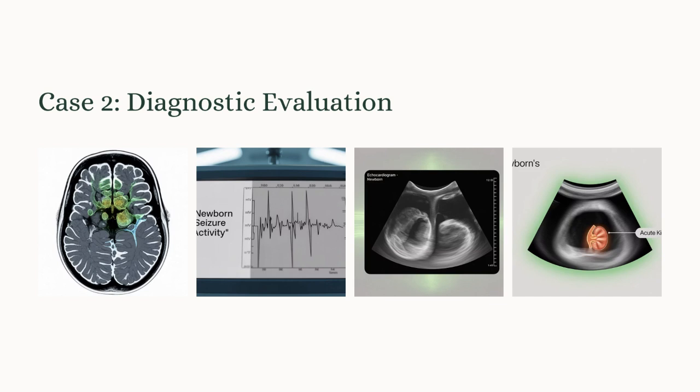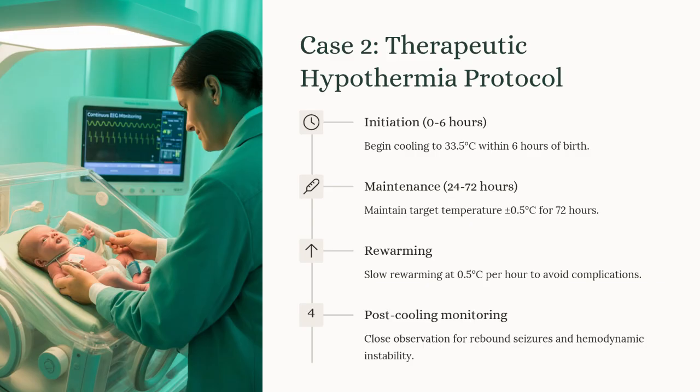Next up, how cooling a baby's brain by just 3 degrees can change everything. You have one window: 6 hours. That's all. To give this baby a chance, we initiate therapeutic hypothermia, the only proven treatment for moderate to severe HIE.